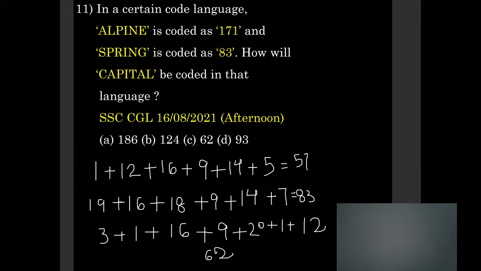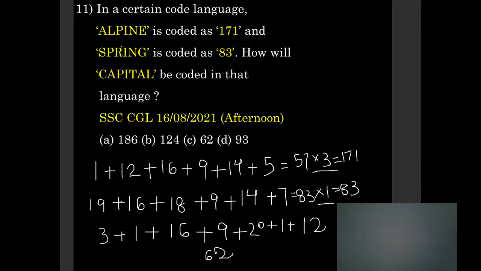Okay, now let us check. Alpine is coded as 171, but we have 57 there. So it indicates that 57 into 3 gives us 171. They multiplied it by 3. Next, they multiplied by 1 because 83 they gave the same: 83 into 1 gives us 83. So in the first one they multiplied by 3, and in the second one they multiplied by 1. Let us check why they are multiplying with 3 and 1.